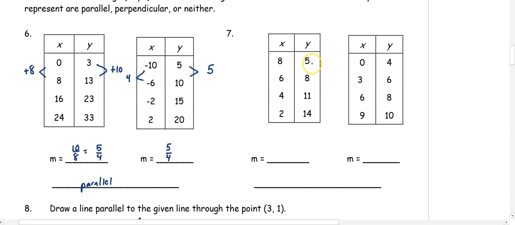In the second table, to get from 5 to 8, I'm adding 3. And to get from 8 to 6, I'm subtracting 2. So my slope would be 3/2. In the second table, we're adding 2 for the y's, and we're adding 3 for the x's, so my slope is 2/3. In this case, we have opposite signs, and the fractions are flipped, which means that they are reciprocal, so these lines would be perpendicular.